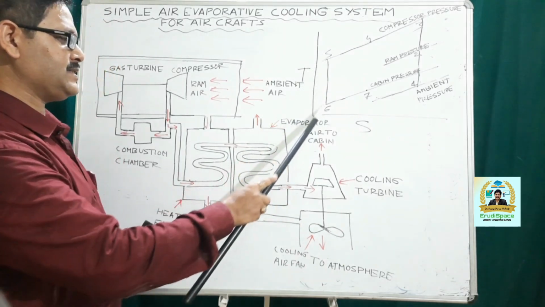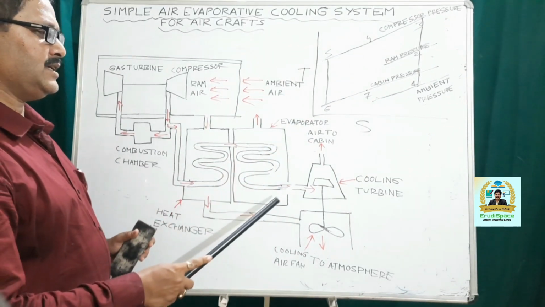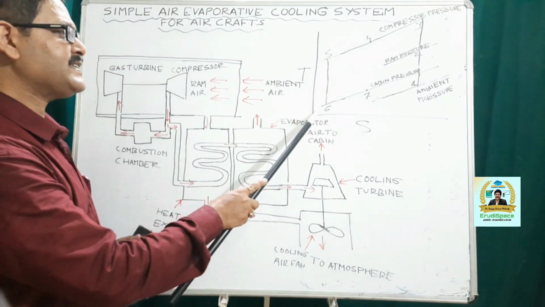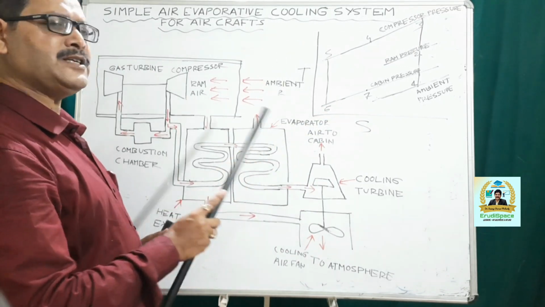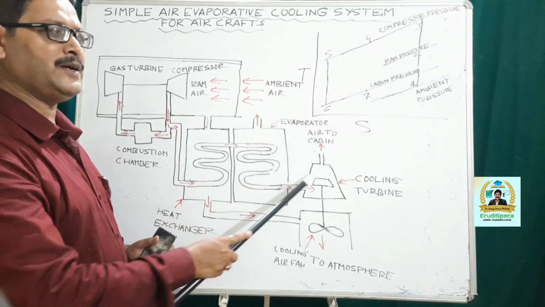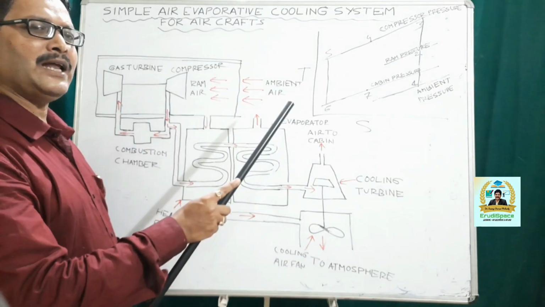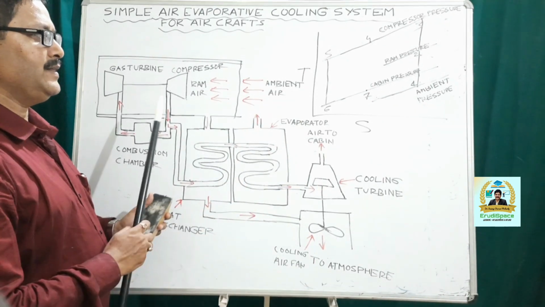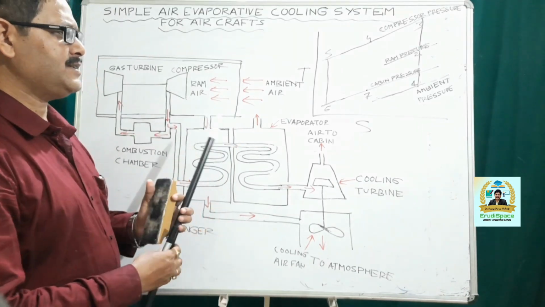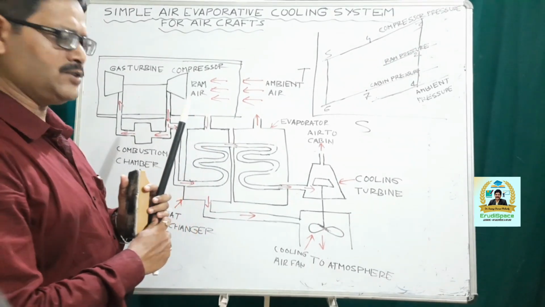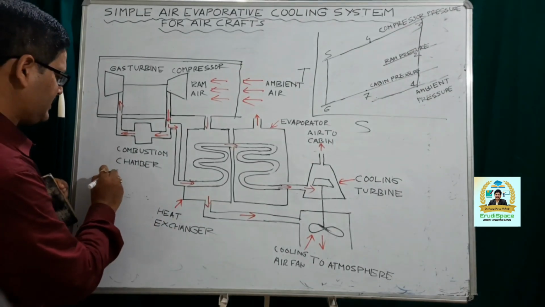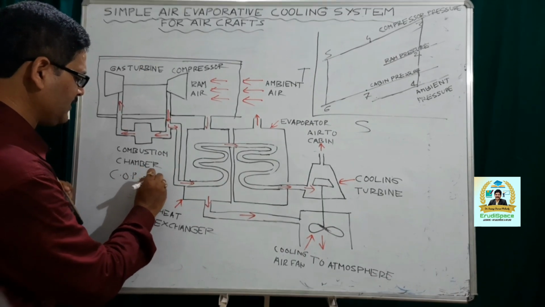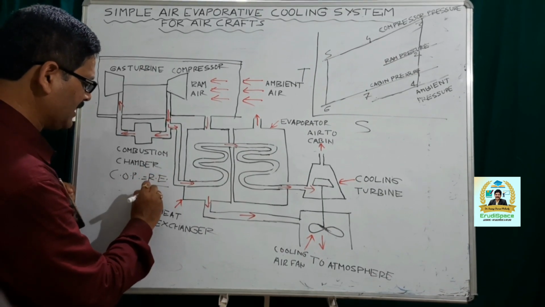5, 6 actually represents the expansion process which is taking place in the cooling turbine, and 6, 7 actually represents the refrigeration which is taking place in the cabin or cockpit, where it will actually receive heat from the space to be cooled. Now, as far as the coefficient of performance is concerned, all of us know that the coefficient of performance, COP, is equal to the refrigerating effect divided by the work done.